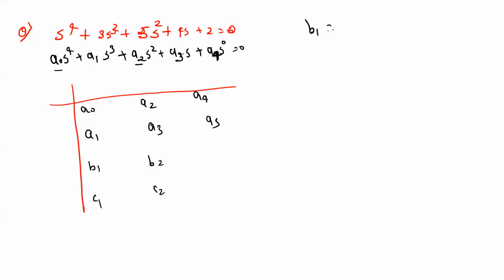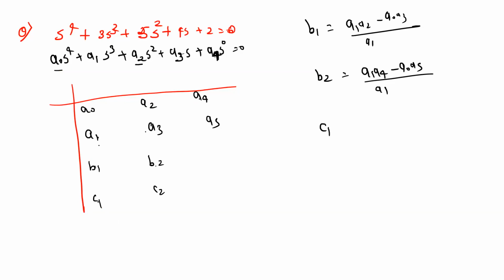I can calculate B1 equals what? That is A1 A2 minus A naught A3, divided by A1. Again, I can calculate B2, that is A1 A4 minus A naught A5, and again divided by A1. C1, I can calculate: B1 A3 minus A1 B2, divided by B1.